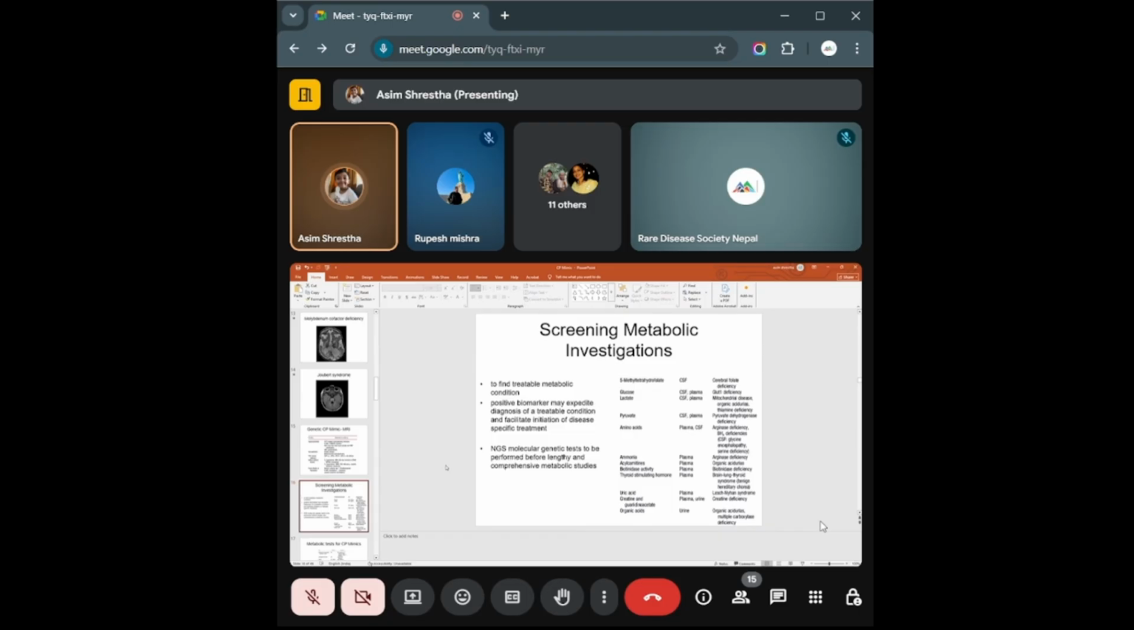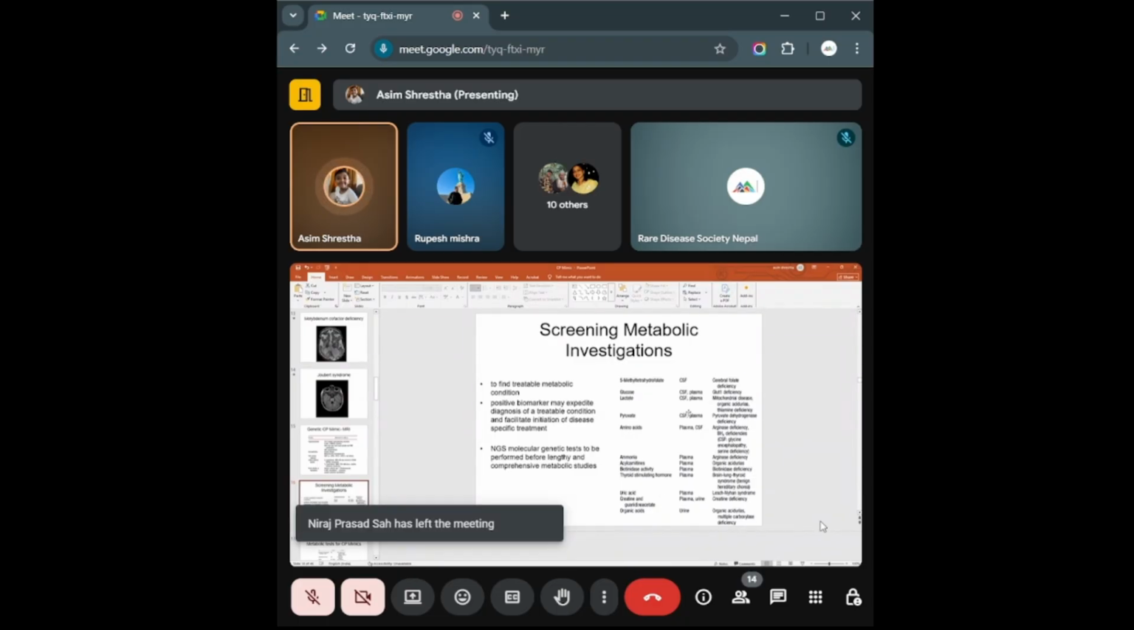So likewise, metabolic investigations can be done. There are metabolic causes, there are genetic causes. So we can do genetic tests, we can do some metabolic tests, because this needs to be done. Because if we are able to find the diagnosis, then there are certain treatments available that will have good prognosis. So these positive biomarkers can be done in the blood, in the urine, or in the cerebrospinal fluid.